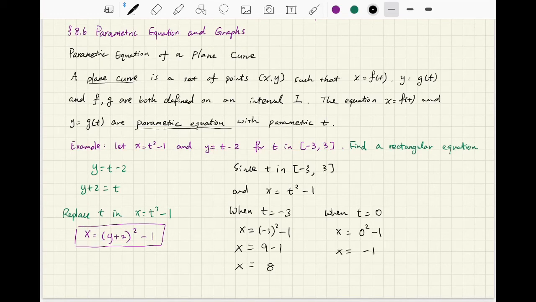So that tells me the real answer is going to be: the equation is x equal to y plus 2 squared minus 1, with the restriction that x is going to be in negative 1 to 8. And that is the final answer with the equation and the restriction.